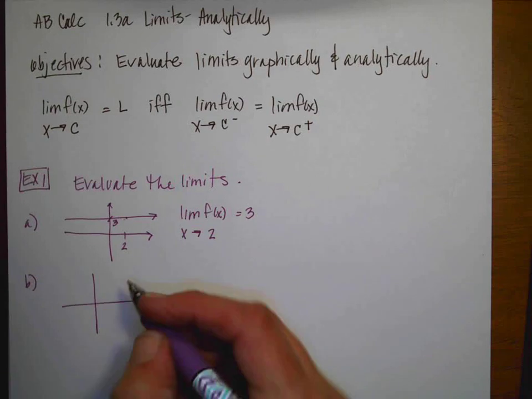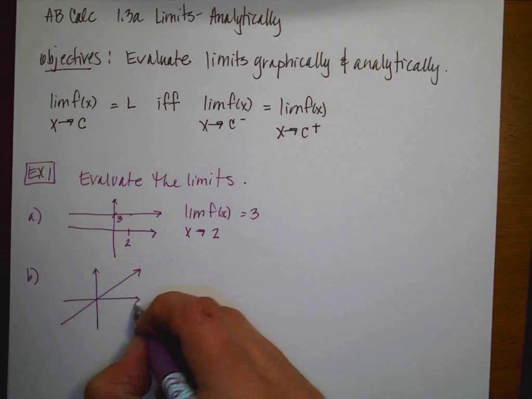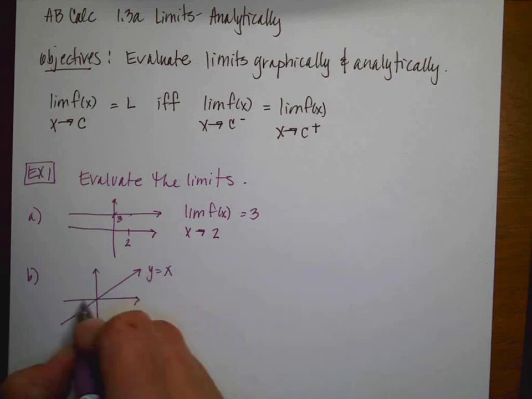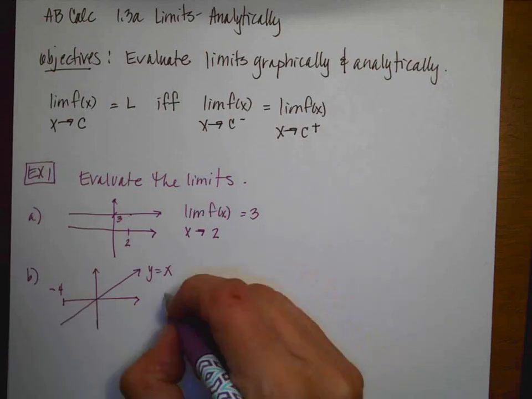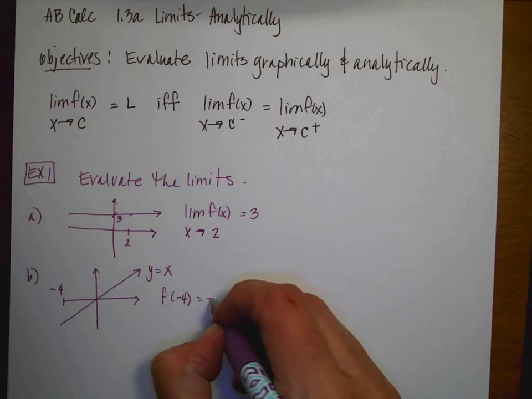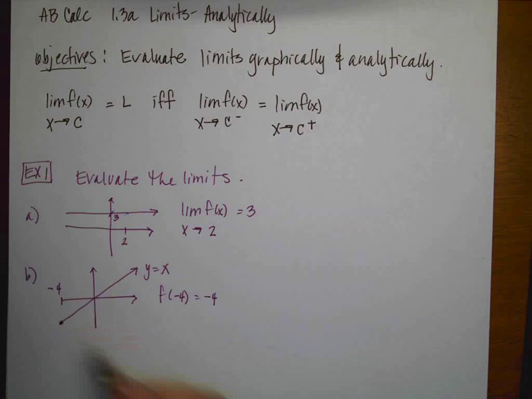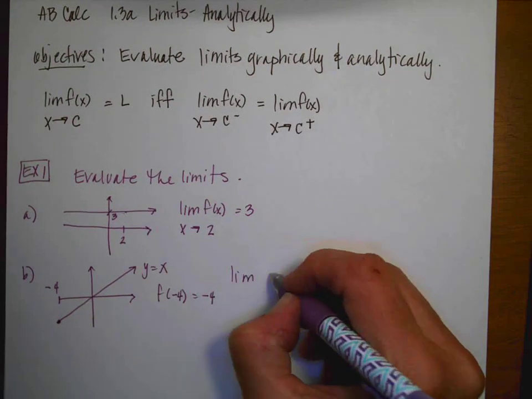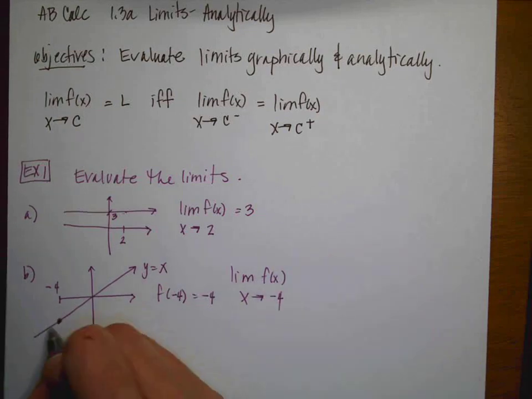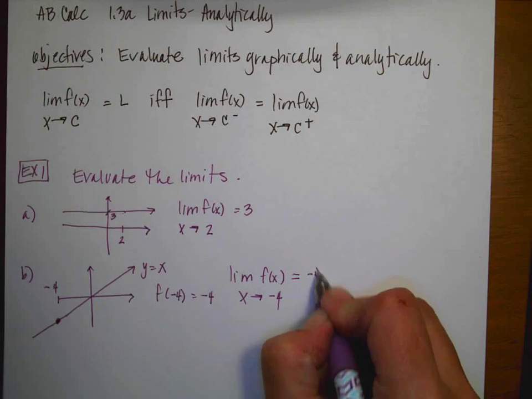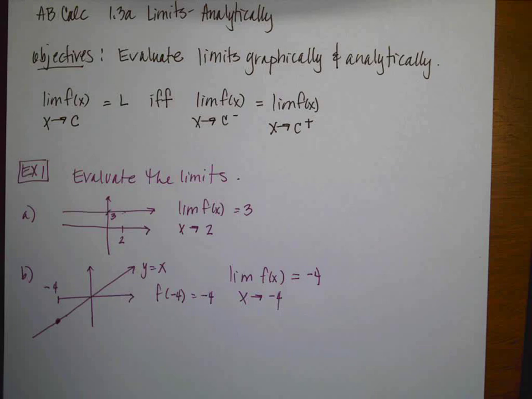Then the next graph is going to be a cute little line, and this is going to be y is equal to x. And I want to know what happens as x approaches negative 4. Well, I can do f of negative 4, and I get negative 4. Right? So that would be the y value right there. So the limit of the function as x approaches negative 4, and I'll continue the line a little bit, from the left and the right is going to be negative 4. That would be technically considered graphically, but we're also able to substitute a value in, so it can also be considered direct substitution.